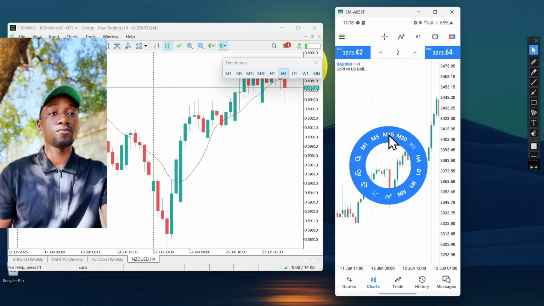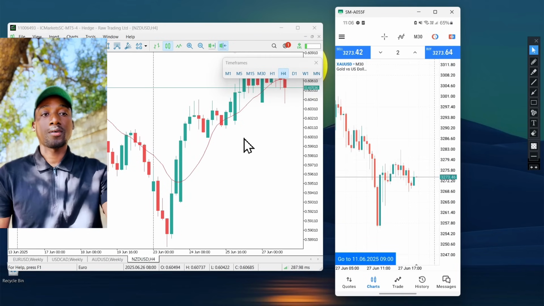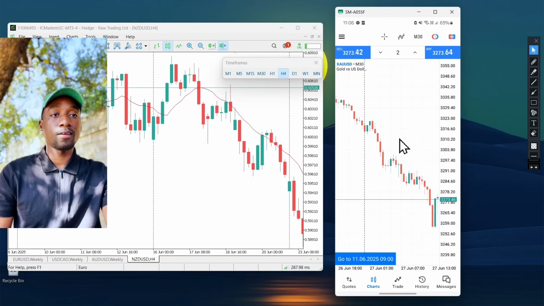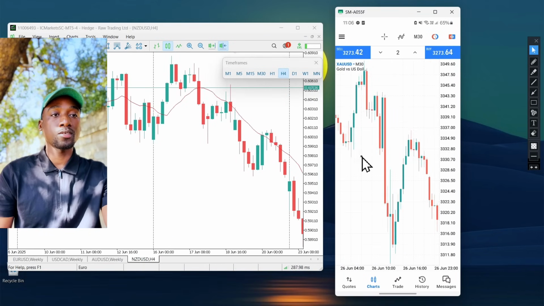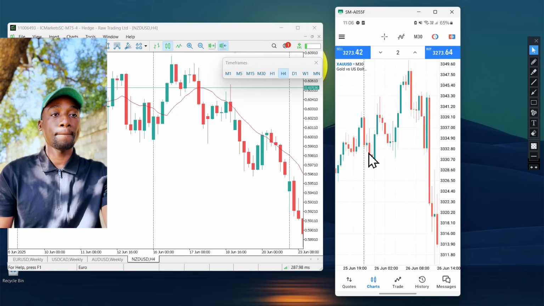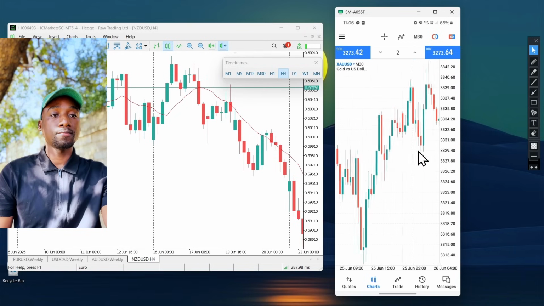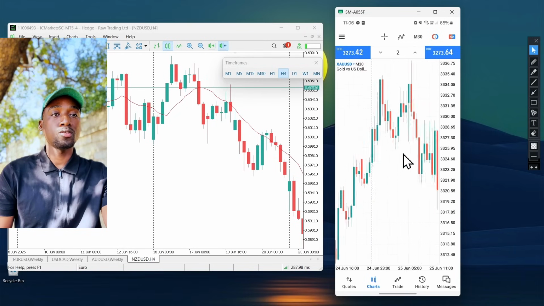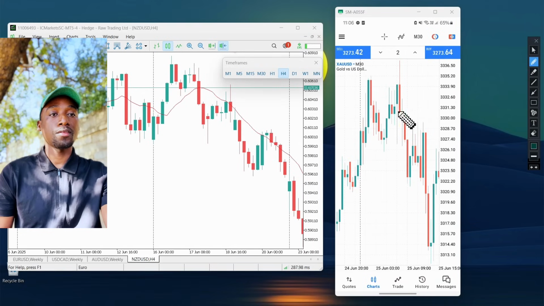Let's go to 30 minutes. Let's use our 30 minutes here. Let's find our M pattern. I would like to actually share the M pattern. We have an M pattern that we can use. Here's an M pattern on 30 minutes here.